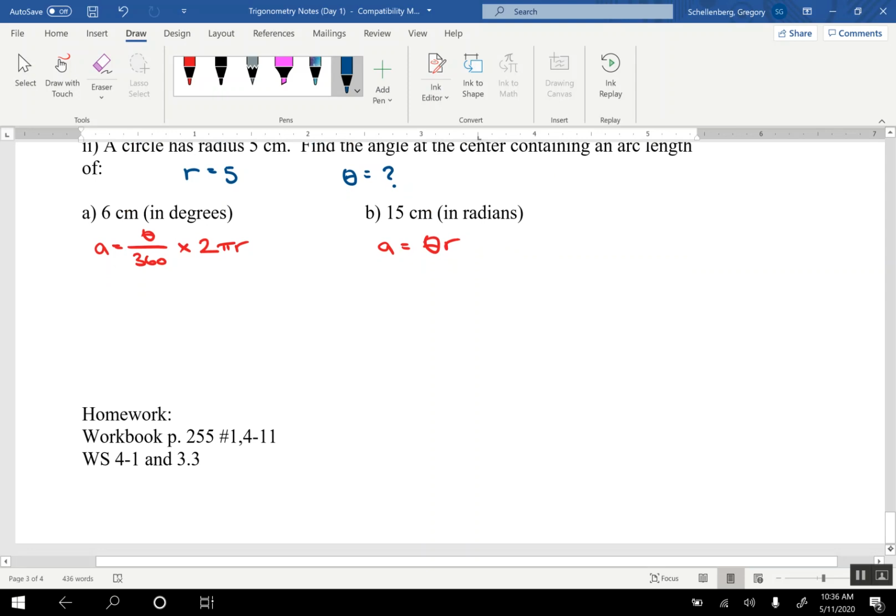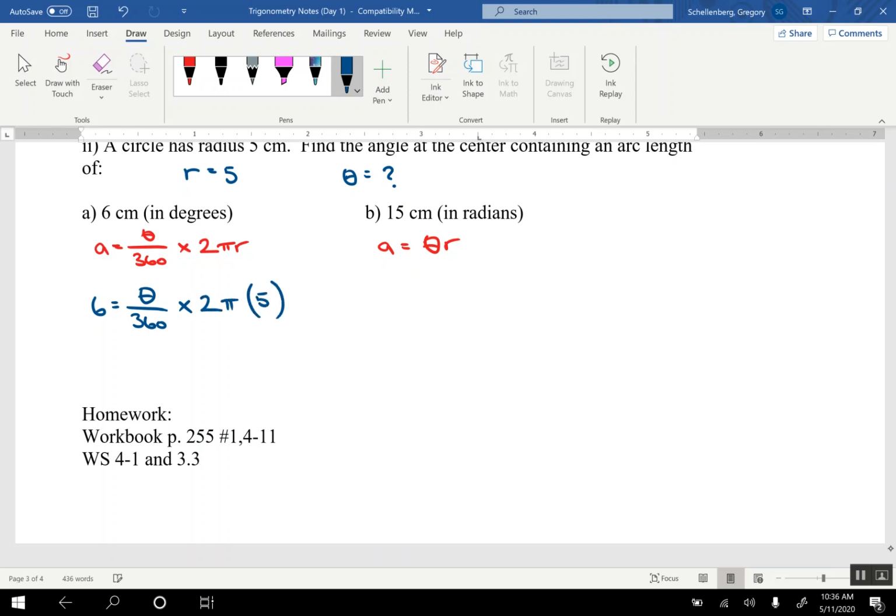So the circle has a radius of 5 centimeters. Find the angle at the center containing an arc length. In this case, arc length is 6 centimeters. So we're going to do 6 is equal to theta, which is our unknown, divided by 360 times 2 times pi times the radius, which in this case is 5. If we work that out, we get that theta is equal to 68.8, and that's an angle in degrees.